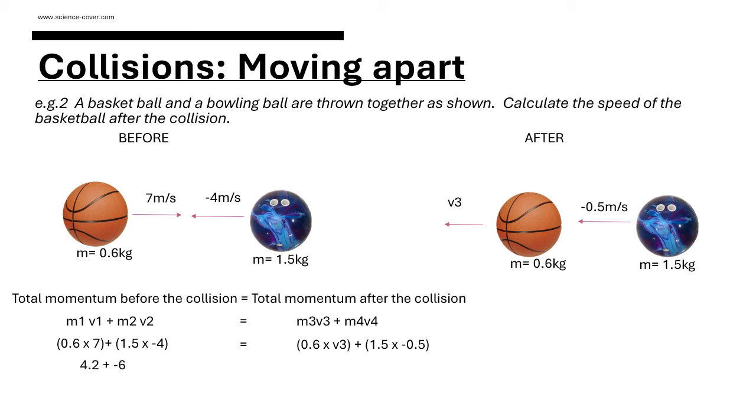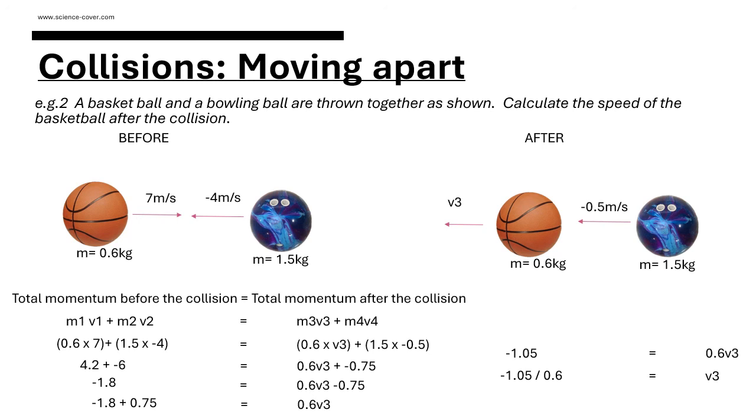So this gives us 4.2 plus minus 6 is equal to 0.6 V3 plus minus 0.75. That's minus 1.8 being equal to 0.6 V3 minus 0.75. If I now add the 0.75, then that gives me minus 1.05, and that's equal to 0.6 V3. So if I divide by 0.6 to get V3, then I get an answer of minus 2.8 meters per second.